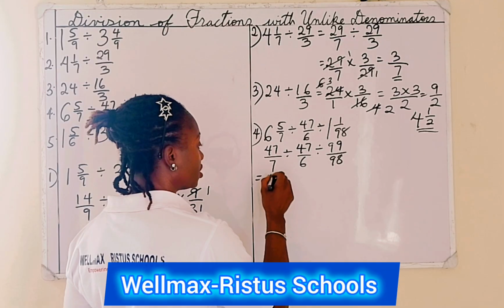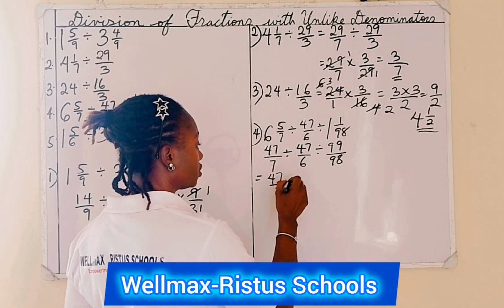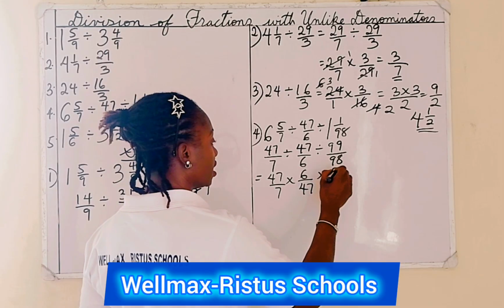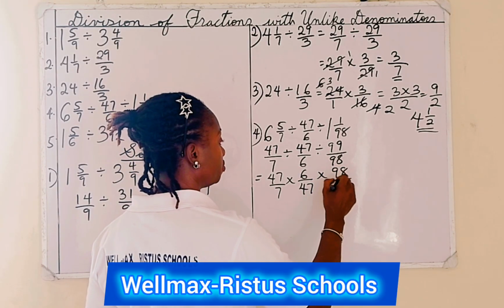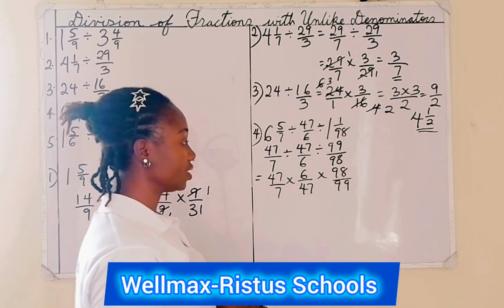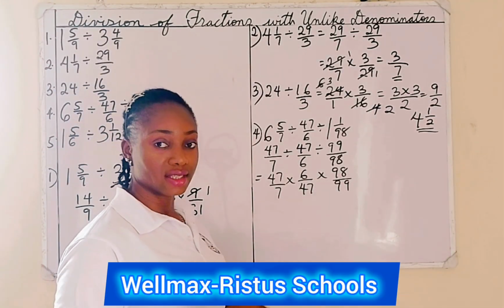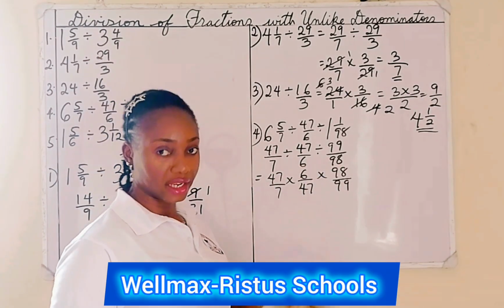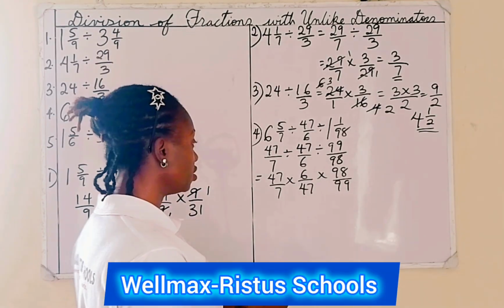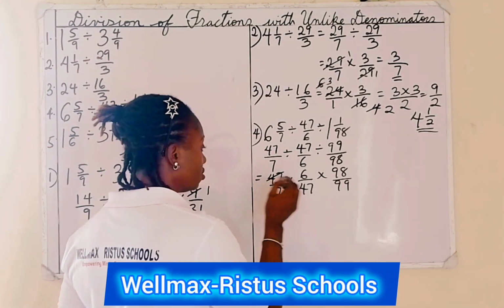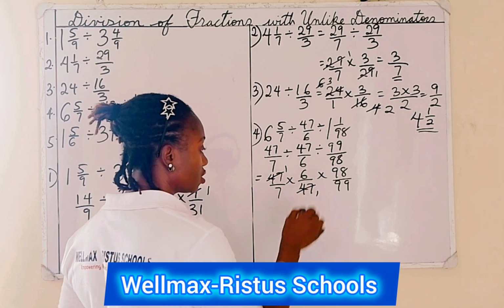From here we'll have 47 over 7 times 6 over 47 times 98 over 99. Can you see how I'm able to break everything down now and also write the inverse of these fractions? Now let's move on. The next step is to start what? Reducing the fractions. 47 into 47 once.